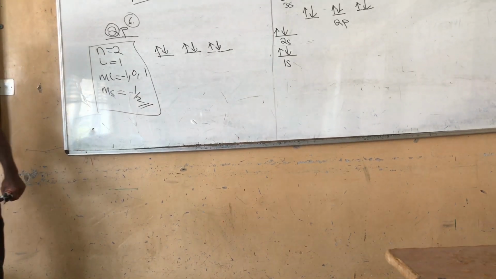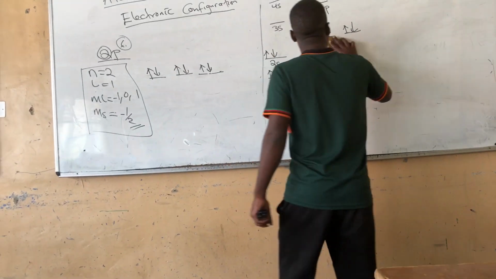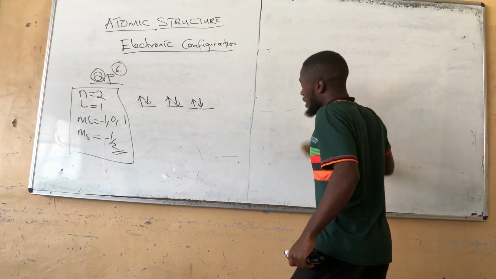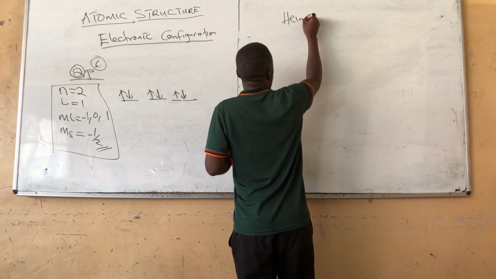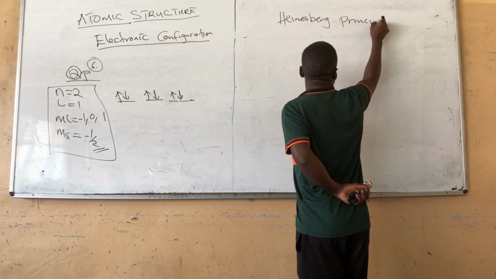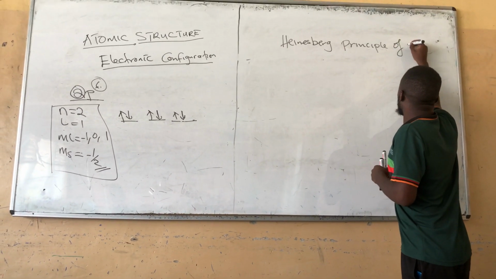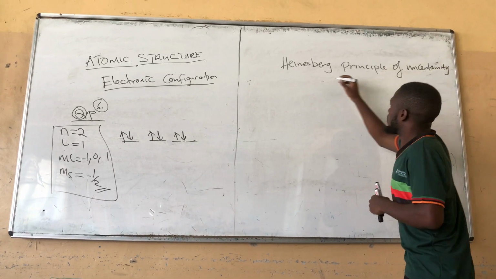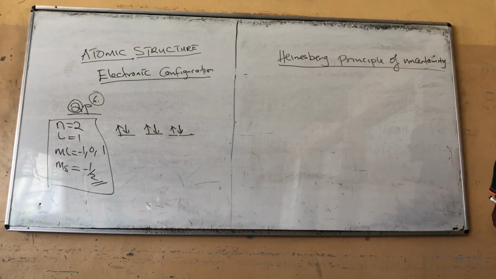So I need to explain something else. Hence the principle of what? Uncertainty. Okay. So what is this principle here? The principle of uncertainty is just that.